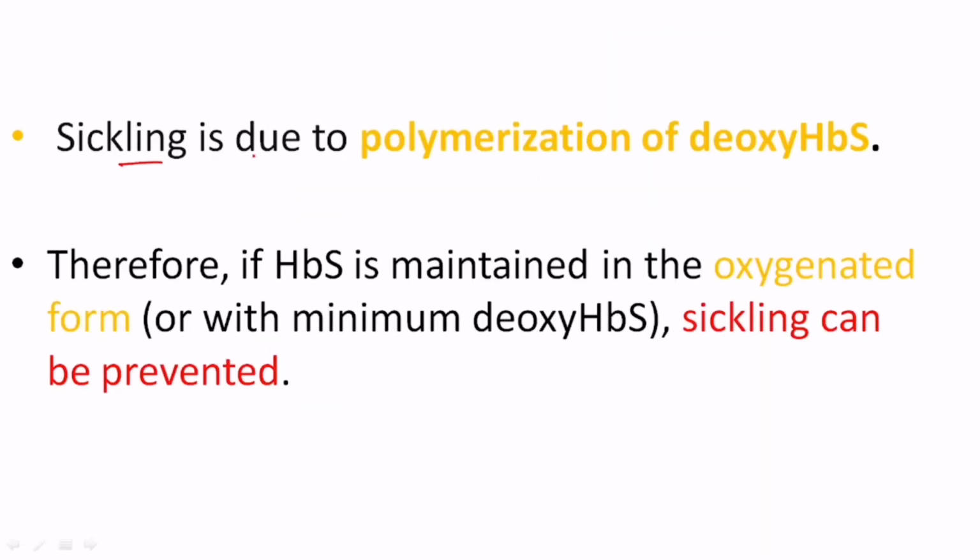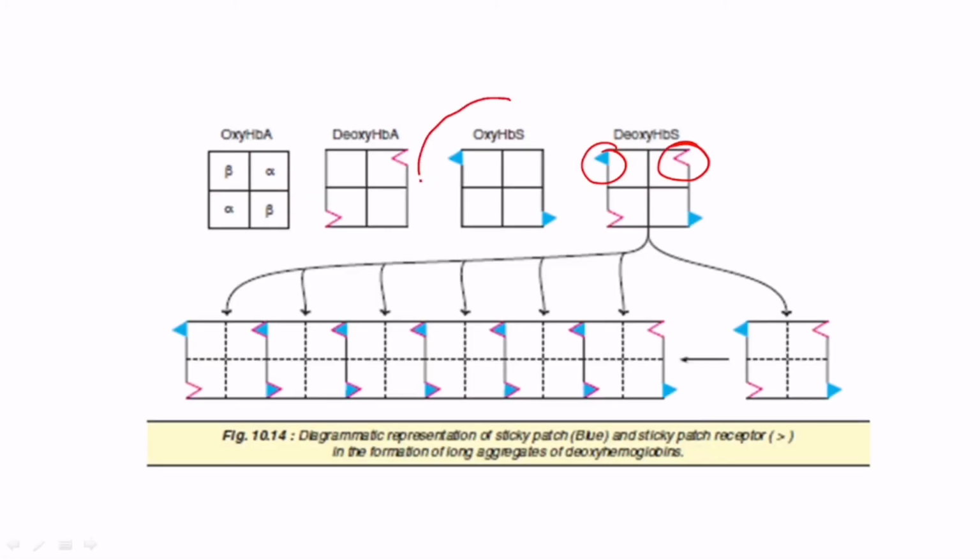Sickling is due to the polymerization of deoxyhemoglobin S. Therefore, if hemoglobin S is maintained in the oxygenated state, sickling can be prevented. Let me clear it to you again. This is the oxyhemoglobin S. In that case, the sticky patch is present, but the sticky patch receptor is absent, so there is no formation of aggregates. So if we maintain deoxyhemoglobin S in the oxygenated state, we can prevent the polymerization and therefore sickling can be prevented.